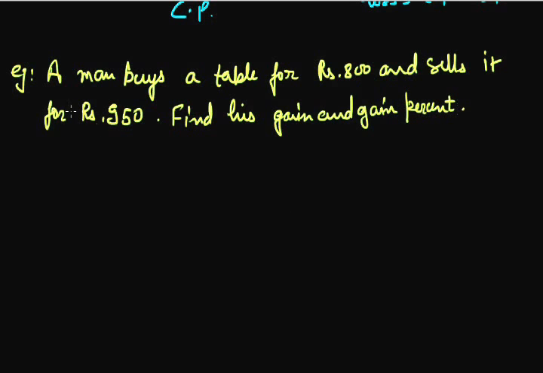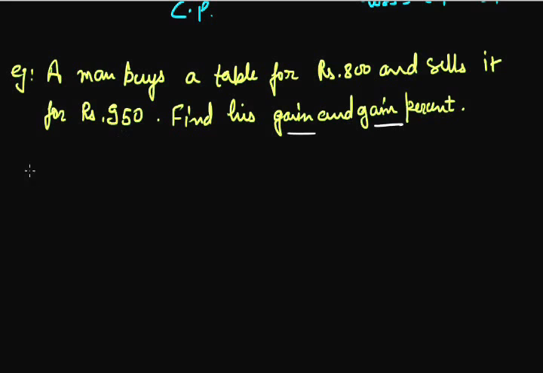In this question, we have to find the gain as well as the gain percent. Now let us see what values are given in the question. Here you can see that the man buys the table for rupees 800. So we know that the buying price is the cost price. Therefore, the man has bought the article, that is the table, for rupees 800.